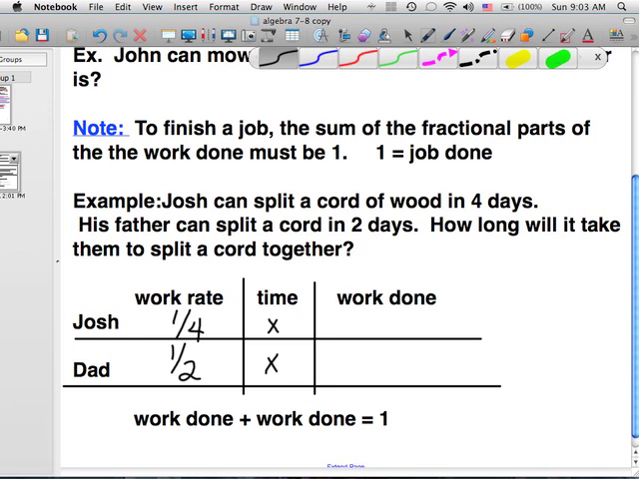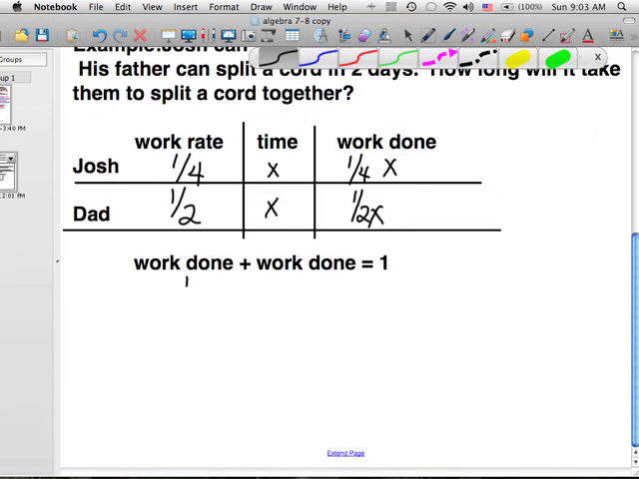So the amount of work done by Josh would be 1/4 X, and the amount of job done by Dad would be 1/2 X. If I take the amount of work done by Josh and add it to the amount of work done by Dad, I'll have the whole job done, which is 1. So you're going to eliminate your denominator, find your least common denominator, which is 4.